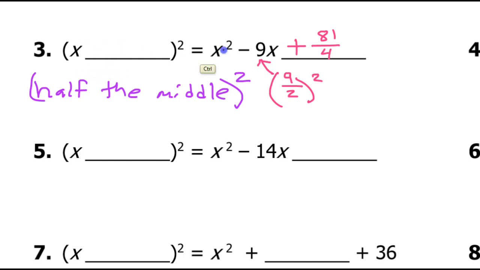Okay, now, back here, see how I have a negative? I know this binomial is going to be minus because of that. And the number that goes here is going to be half the middle. So see the 9 over 2? I'm just going to have my 9 over 2 just like that. All right, let's practice that.